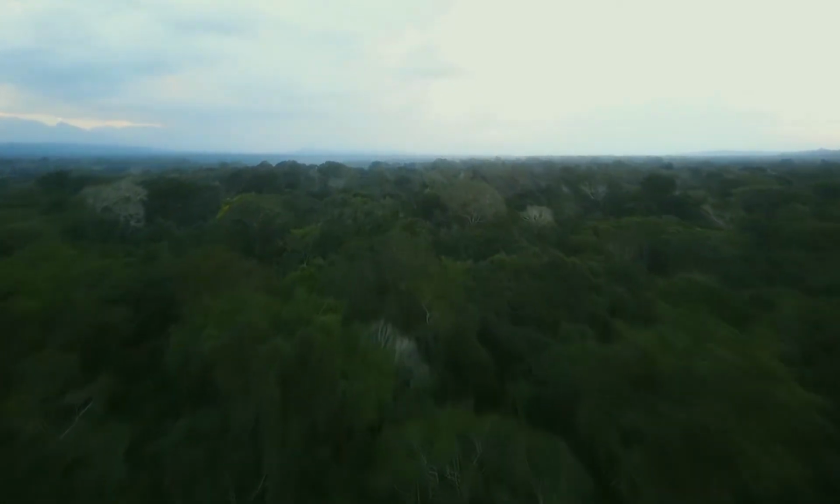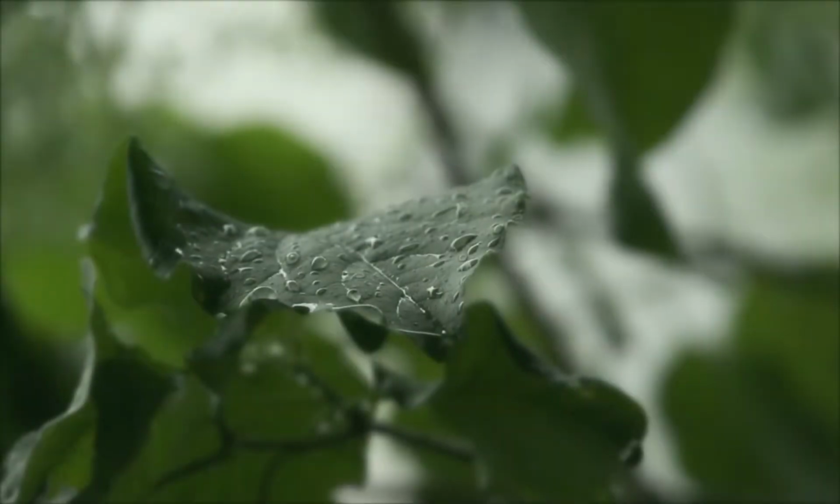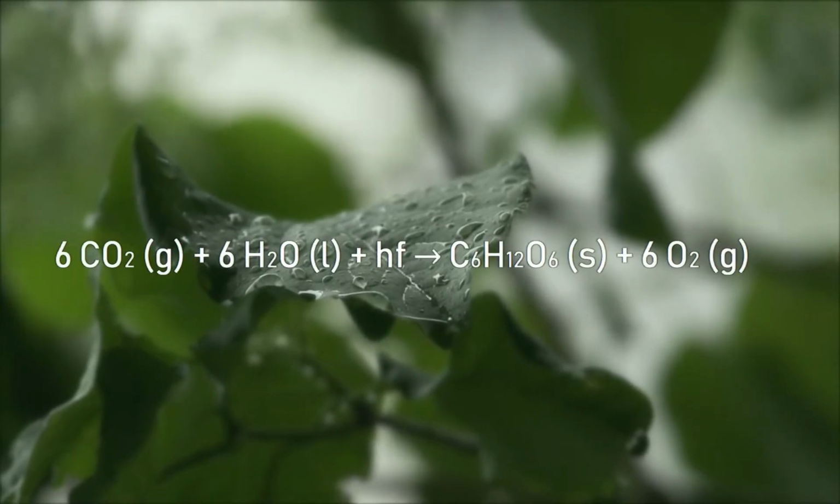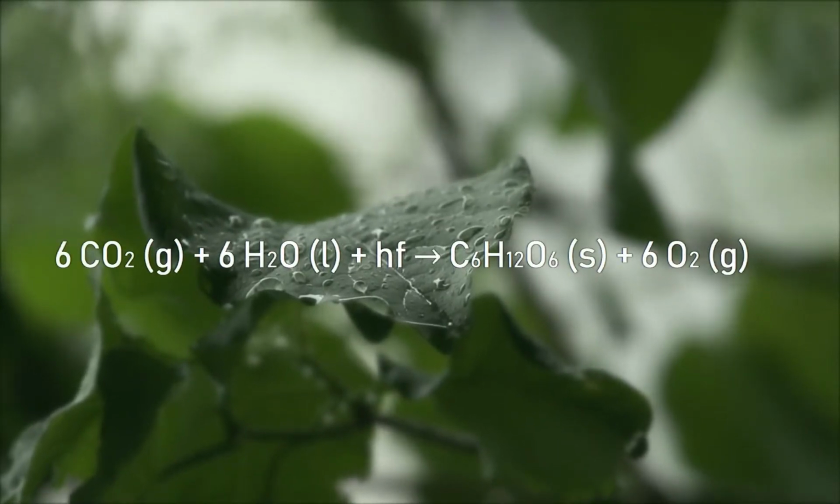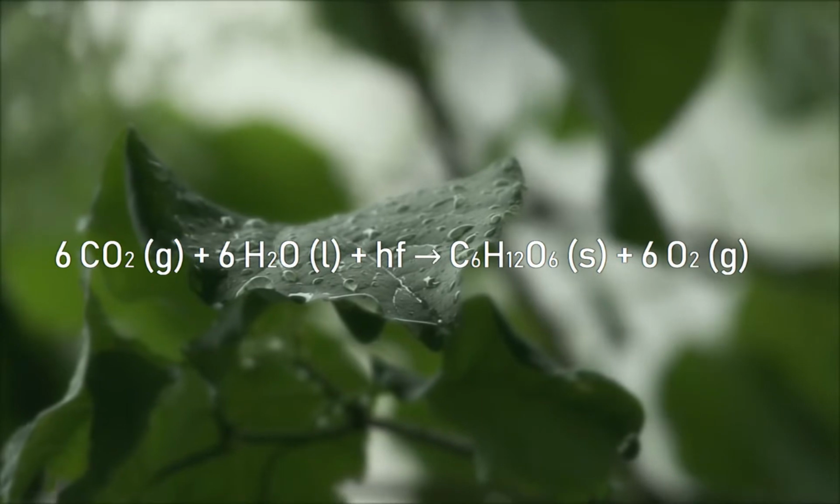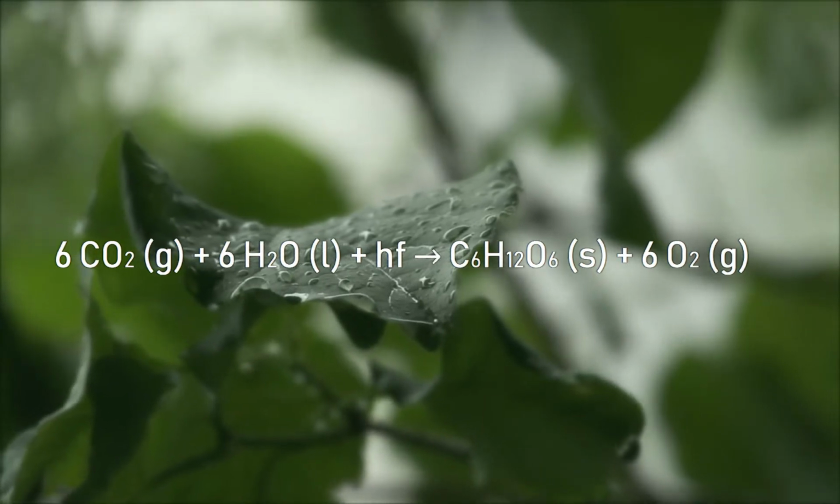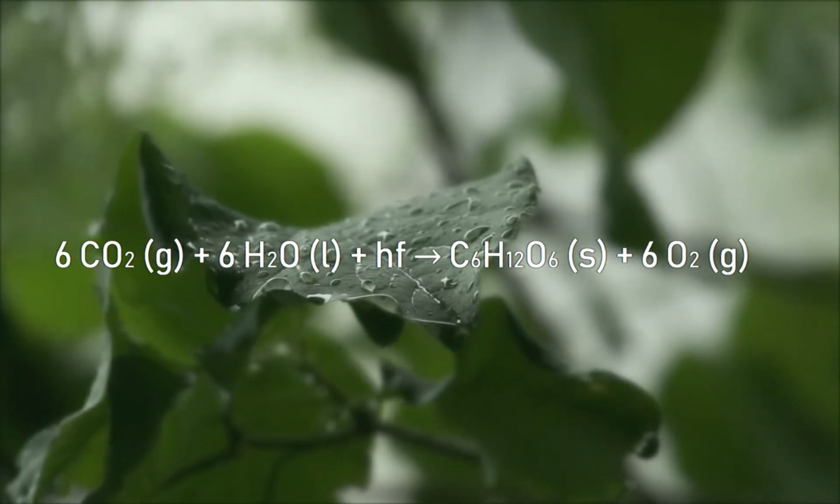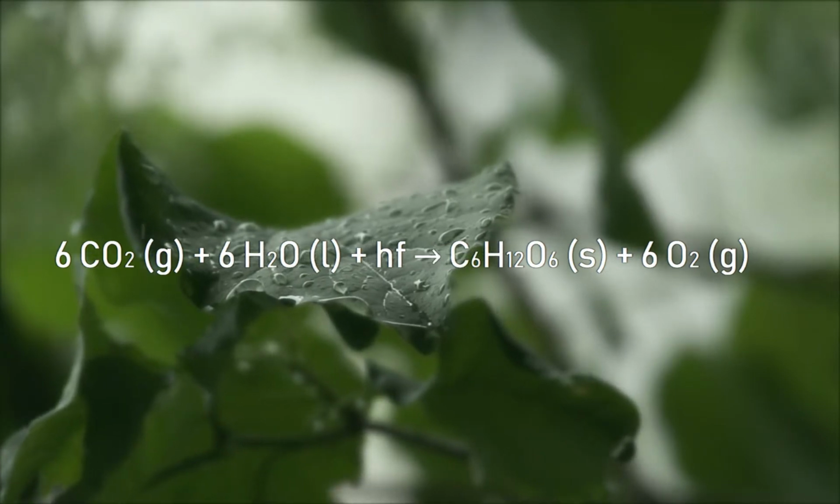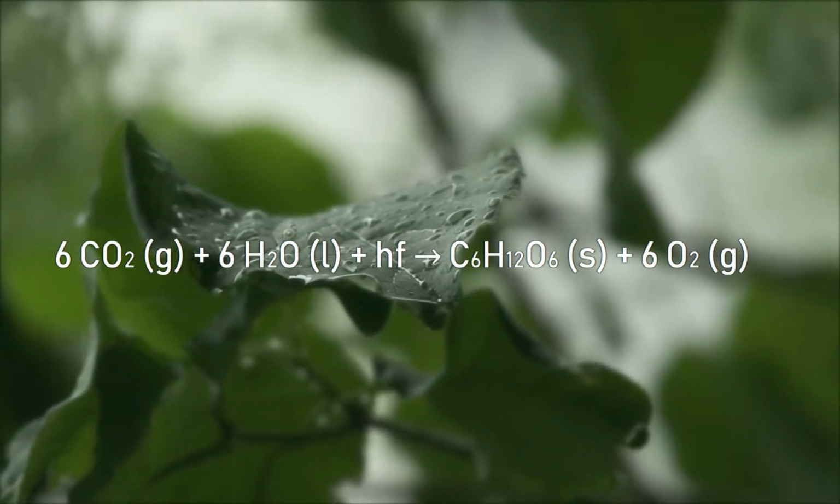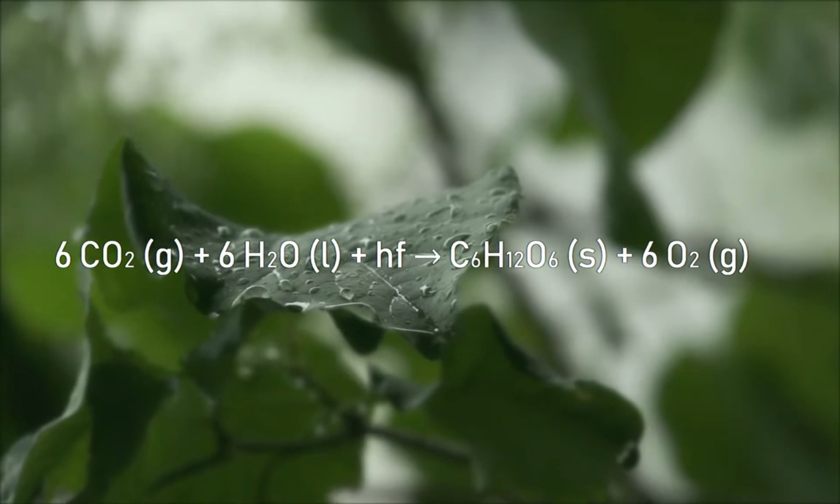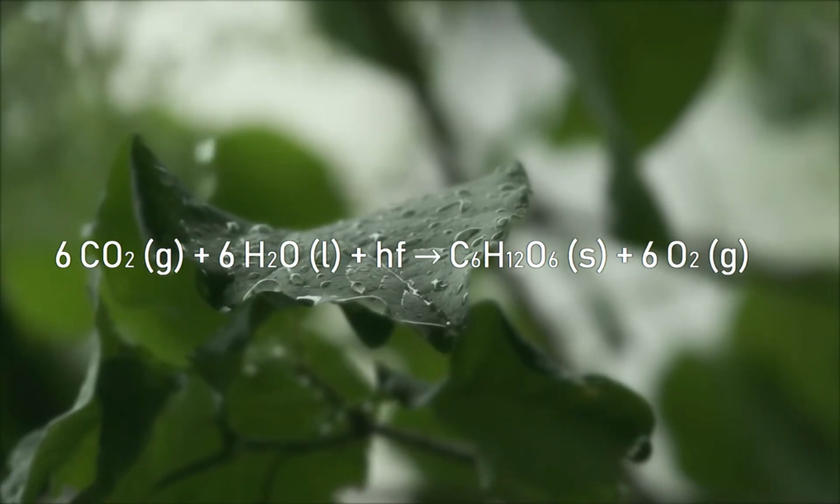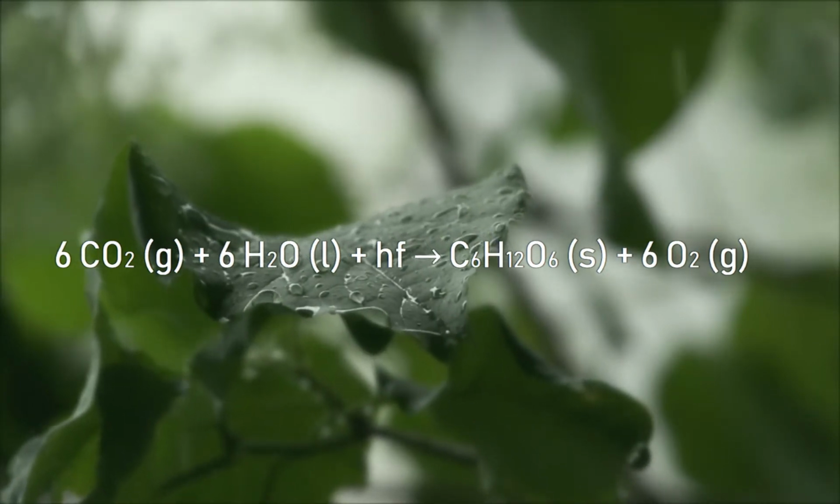Here I will provide you the most basic summary of the photosynthesis process that can be shown with a net chemical equation. You have 6 carbon dioxide molecules combining with 6 water molecules, plus the energy of the sun, which is depicted by Planck's constant times the frequency of the sunlight, which provides a glucose molecule as well as 6 oxygen molecules.